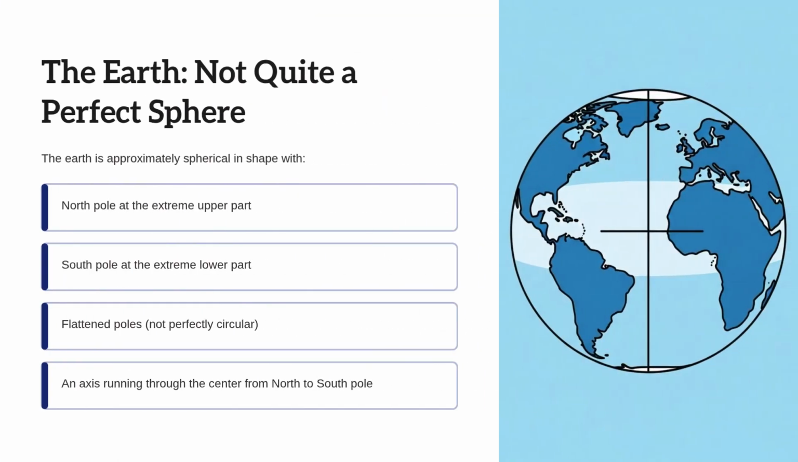The Earth. Not quite a perfect sphere. The Earth is approximately spherical in shape with North Pole at the extreme upper part, South Pole at the extreme lower part. Flattened poles, not perfectly circular, an axis running through the center from North to South Pole.